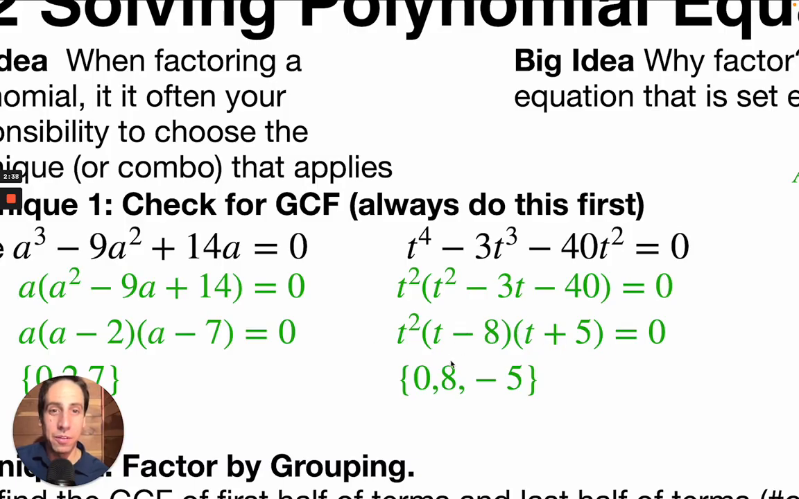So here from this factor t minus 8 we get 8, and from t plus 5 we get negative 5, and then of course we've got a t squared over here which gives 0. So that's that.